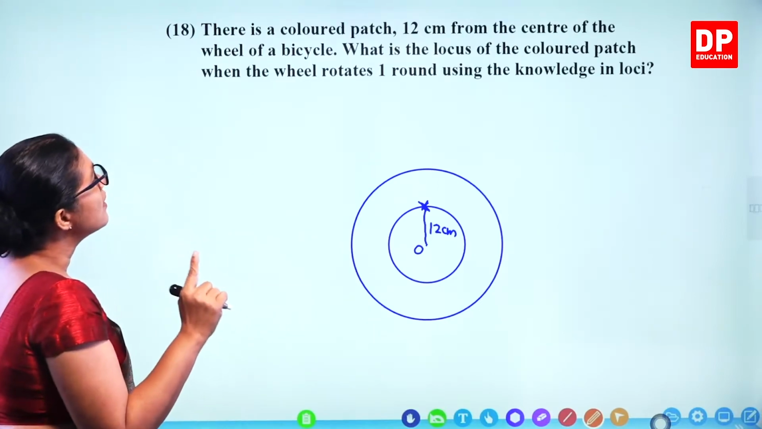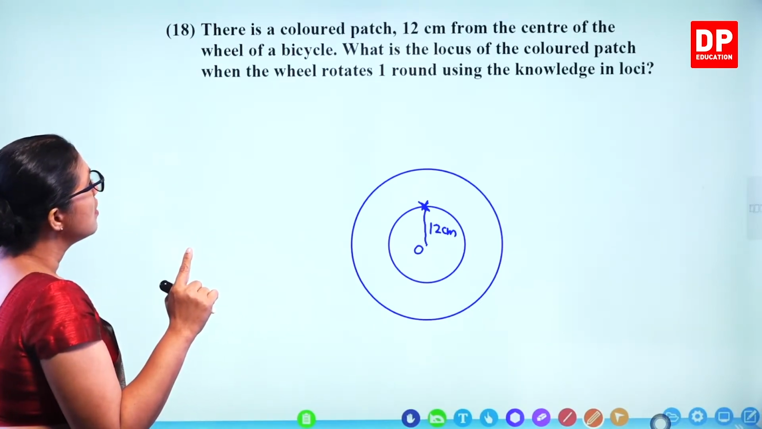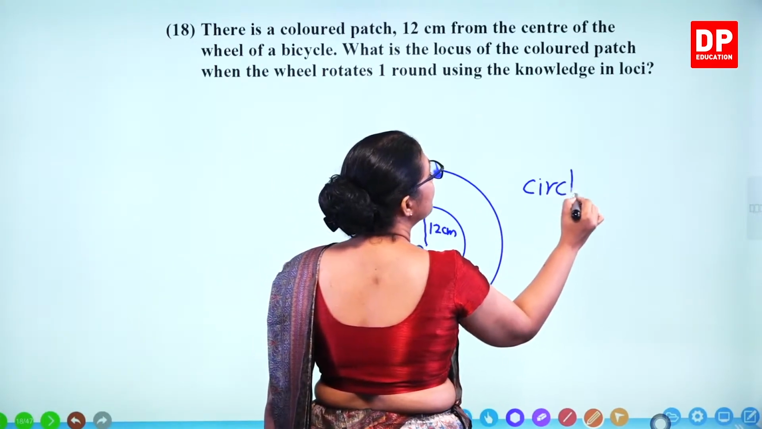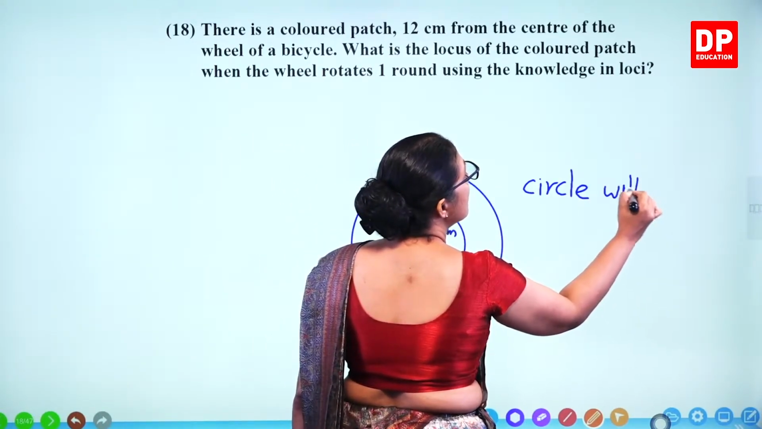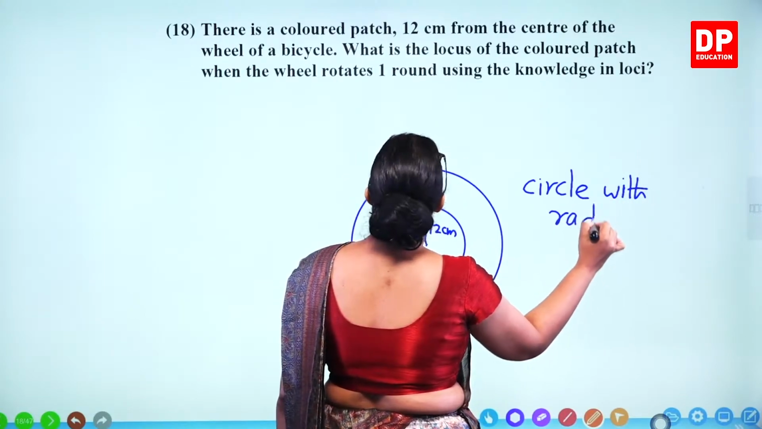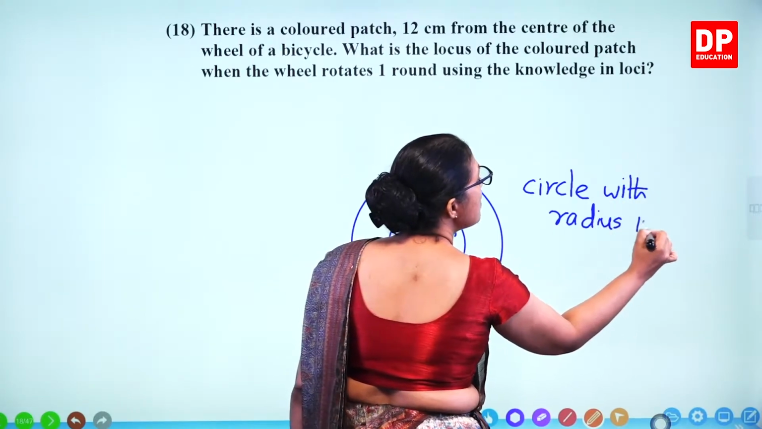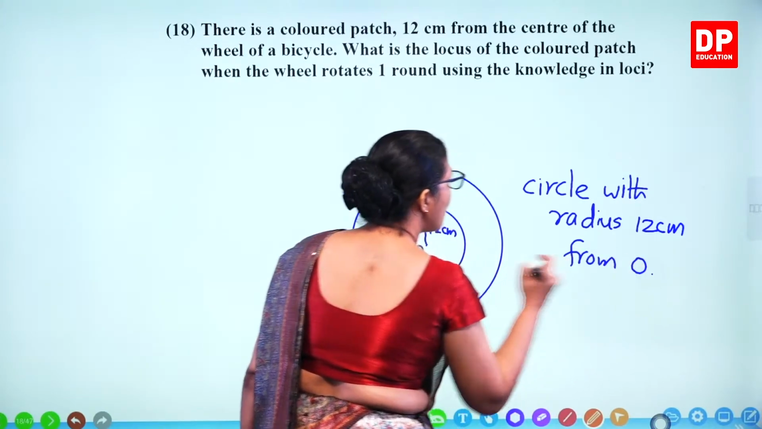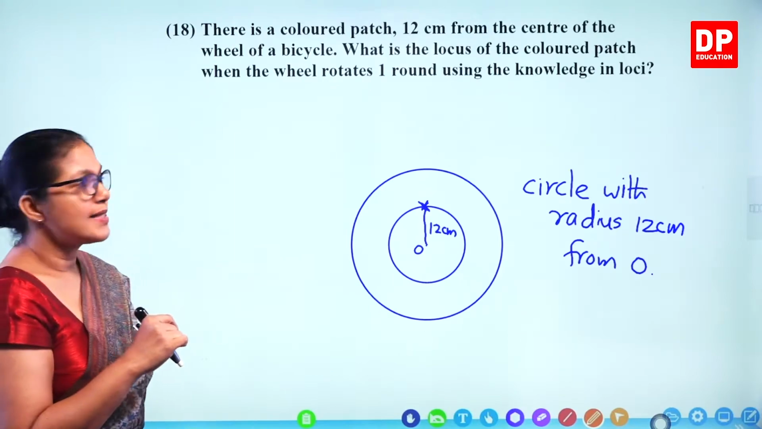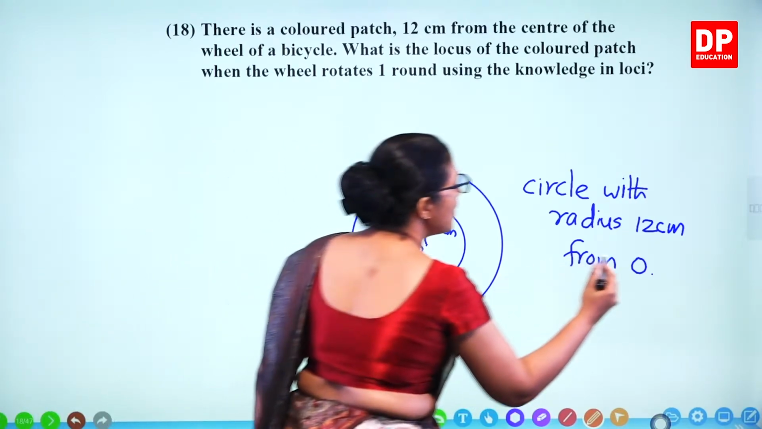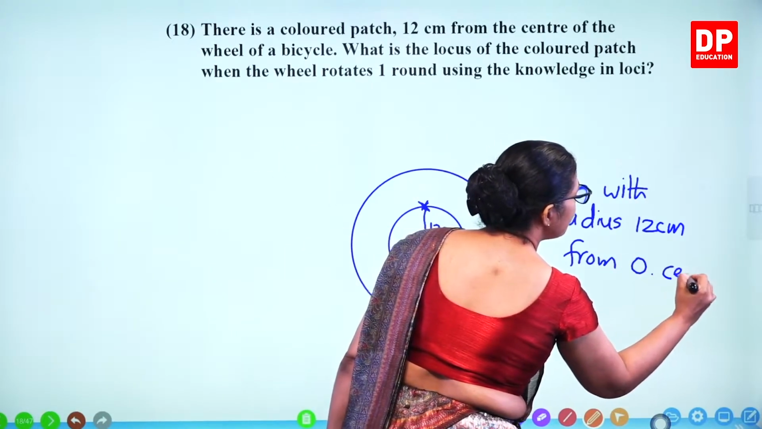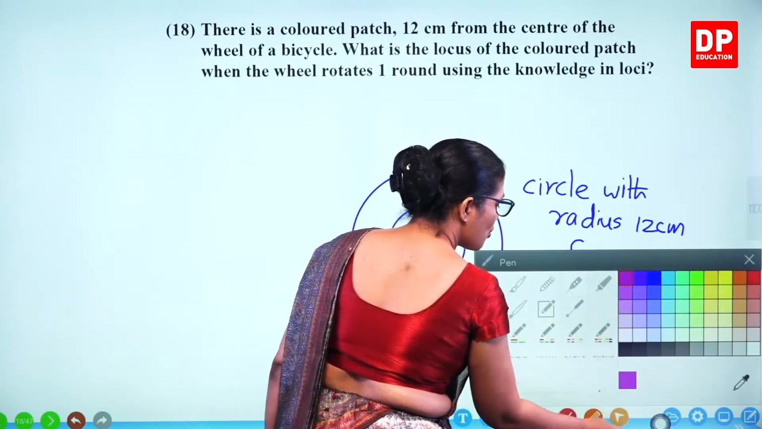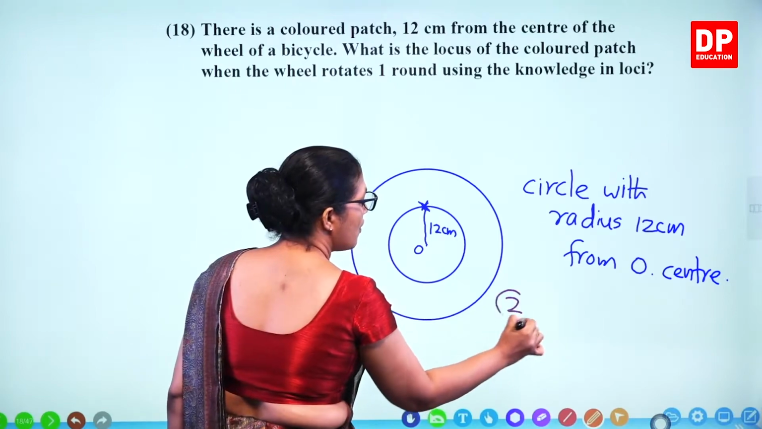So what's the locus of the colored patch? This is a circle with radius 12 centimeters from O. O is the center. So 2 marks for writing down.